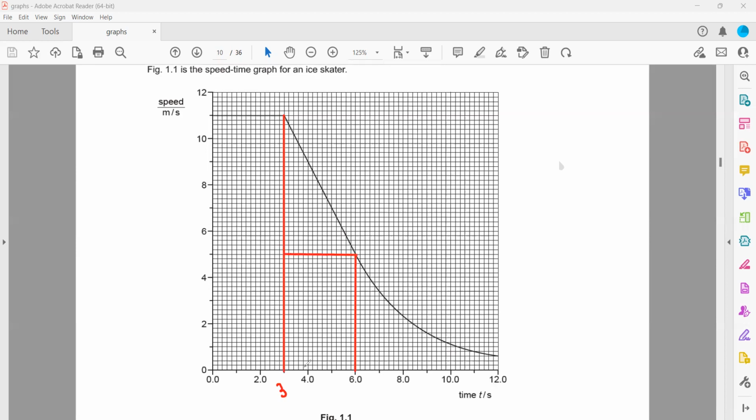So starting from 3 and ending at 6. So this is 3. And height is how much? This is 5. So 3 into 5. And what about the area of this part? Half.